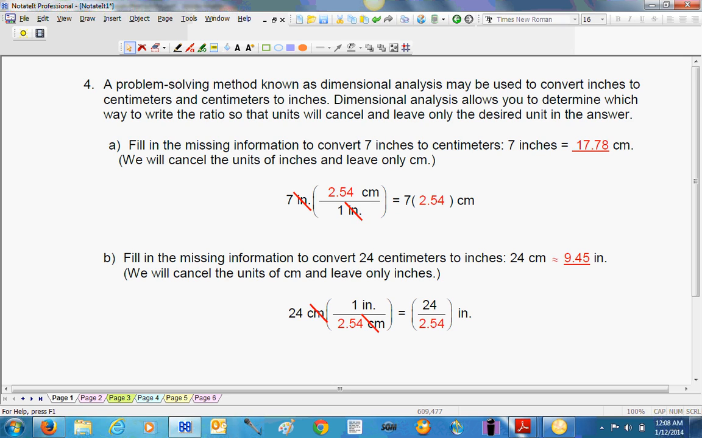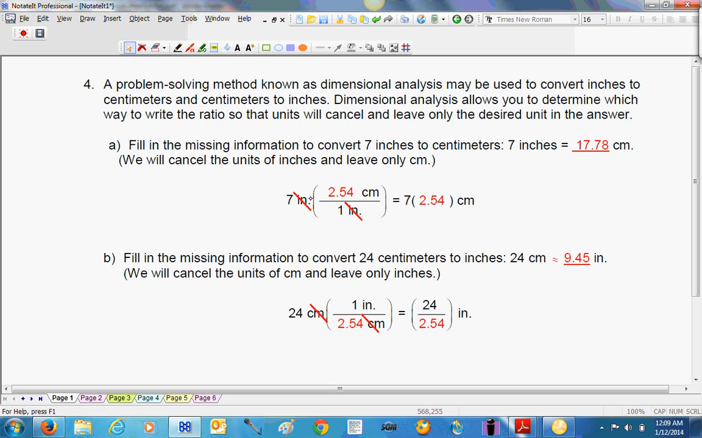Problem 4 says a problem solving method known as dimension analysis may be used to convert inches to centimeters and centimeters to inches. Dimension analysis allows you to determine which way to write the ratio so that units will be canceled and leave only the desired unit in the answer. So let's look at A. It says fill in the missing information to convert inches to centimeters. So 7 inches, they say, is 17.7 centimeters. So we can cancel as we go and leave only centimeters.